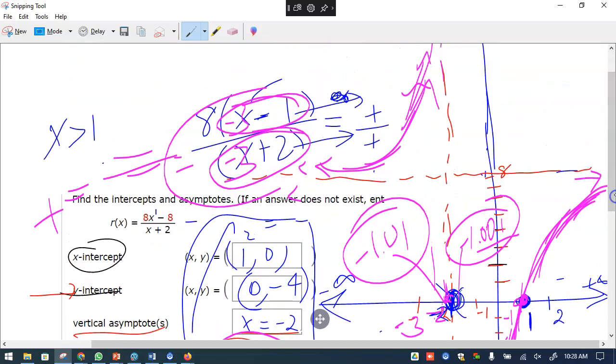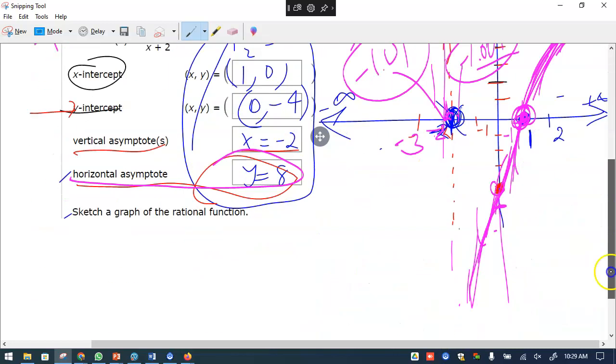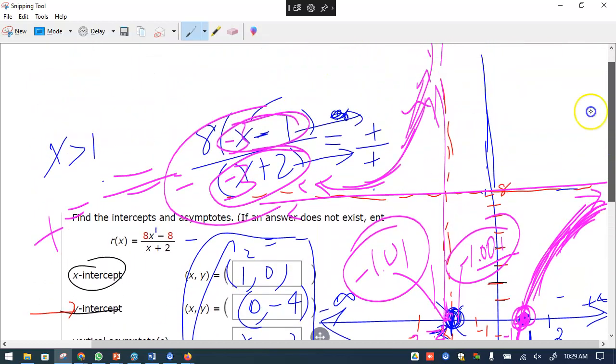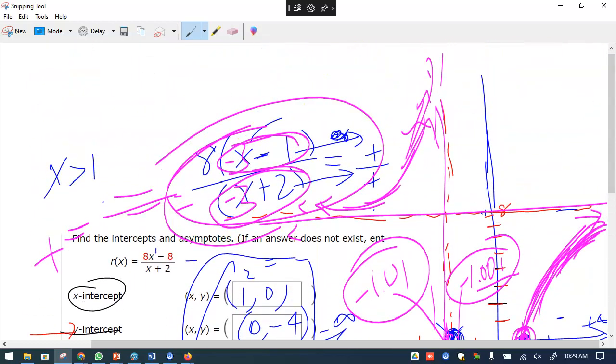I know it is shabby. I know I did not do a good job, but as long as you understand what is important: it has a vertical asymptote. It has a horizontal asymptote. It crosses the x-intercept. It crosses the y-intercept, and then you can figure out by plugging in some numbers how the graph will look.